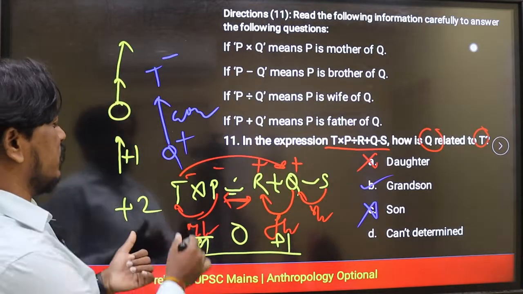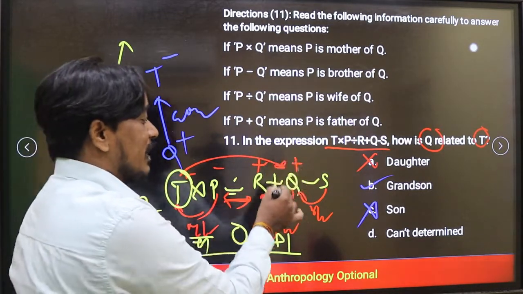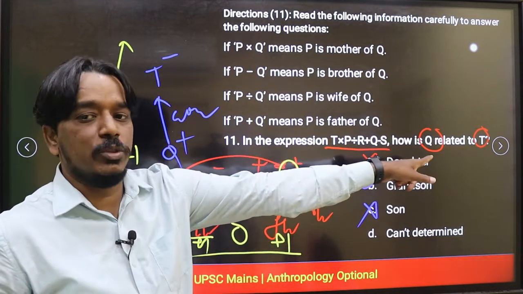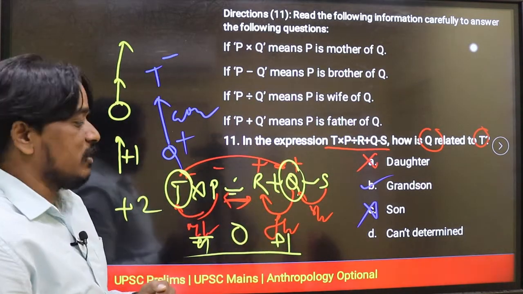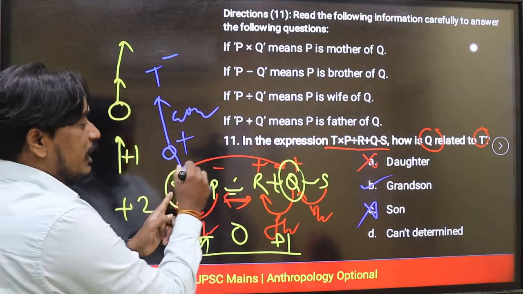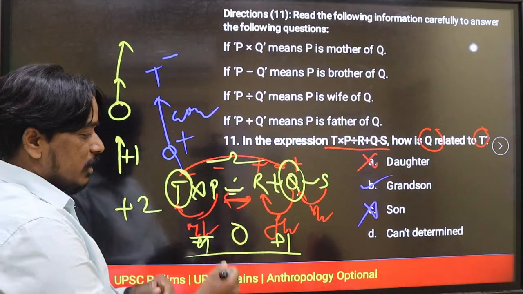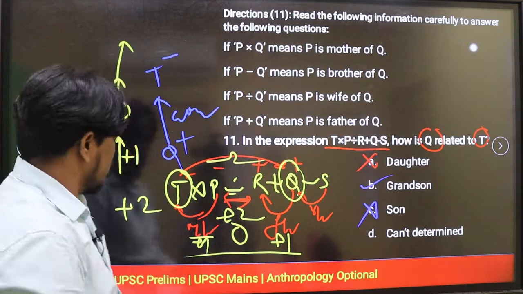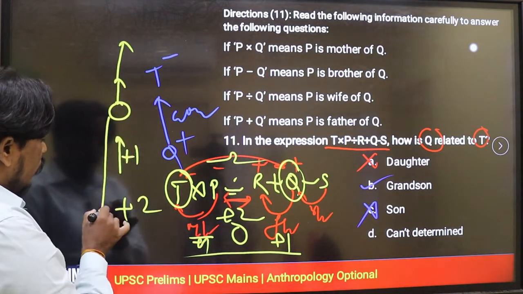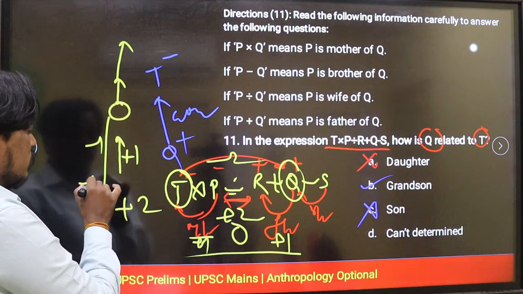Who is a grandparent actually? T is a grandparent, Q is a grandchild. They are asking about Q. That is also very, very important. Whether they are asking about T or Q, we should be very clear. If you are going from T to Q, it's plus 2. In reverse, we will get minus 2. Minus 2 means if you go from 0 to the bottom, minus 1, minus 2.